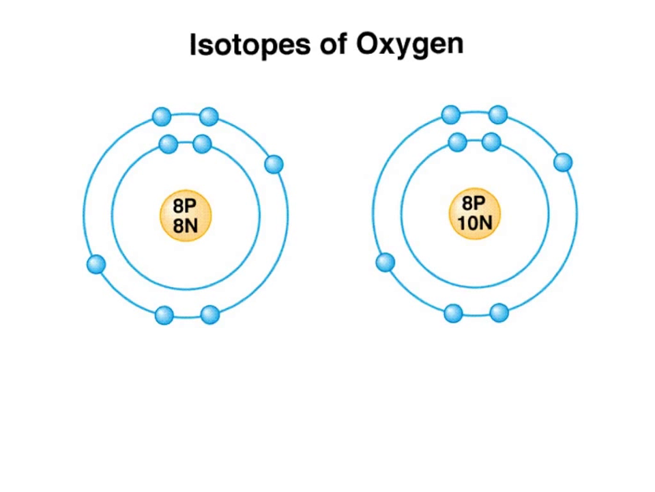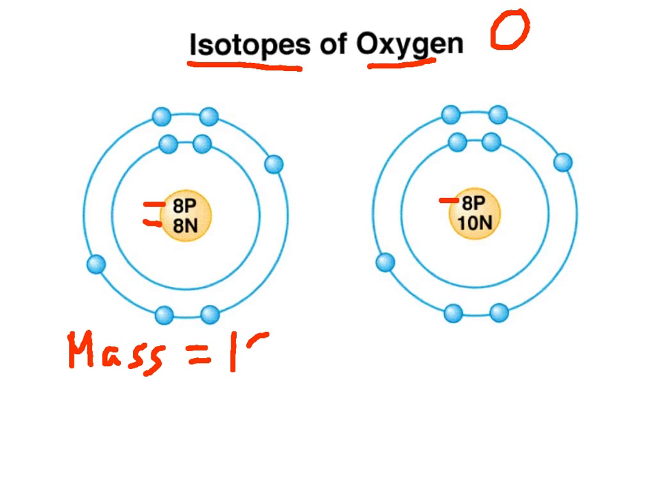Atoms from the same type of element that have different numbers of neutrons are referred to as isotopes. These two are examples of isotopes of the element oxygen. The symbol for oxygen is O. As you can see, both have 8 protons in the nucleus. In one example, the nucleus also contains 8 neutrons, so that the mass of this atom of oxygen would be 16. Its isotope, its cousin, also having 8 protons, has 10 neutrons in the nucleus.